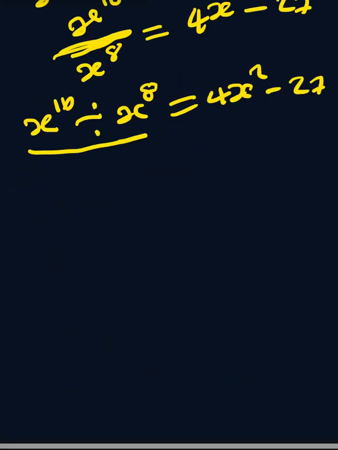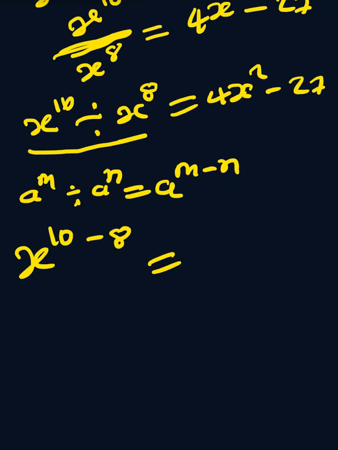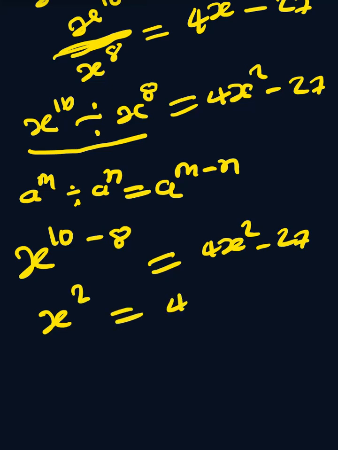On the left hand side, we are going to apply this law of indices: a raised to the power m divided by a raised to the power n. This is called the division law of indices. You pick one of the bases because they have common bases, then you subtract the exponents. So when we apply the law to the left hand side, we have x raised to the power 10 minus 8, which is equal to 4x squared minus 27. Then x raised to the power 10 minus 8 is x squared, which is equal to 4x raised to the power 2 minus 27.